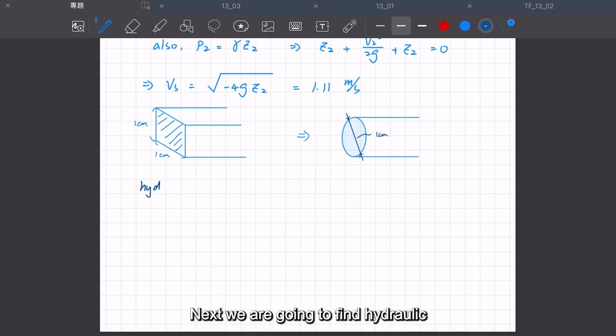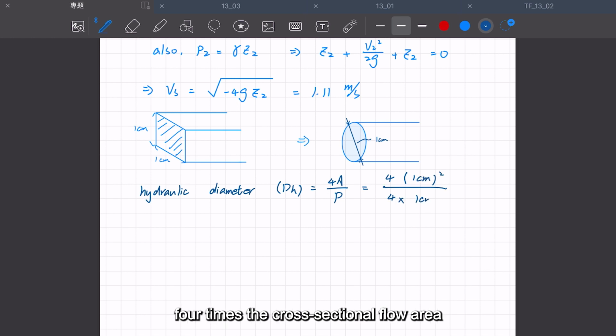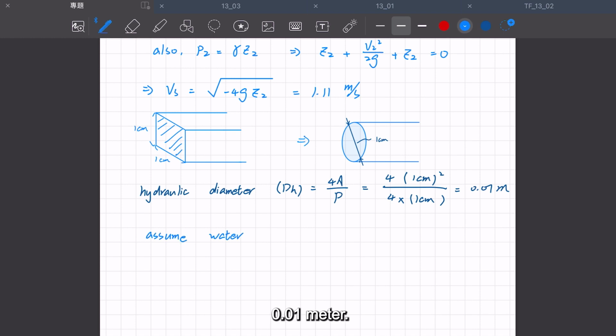Next, we are going to find the hydraulic diameter, denoted as dH, since our tube is a four-edged polygon. The hydraulic diameter is defined as 4 times the cross-sectional flow area divided by the wetted perimeter, which is 0.01 meter. Then we assume the temperature of water is 15.6 degrees Celsius.